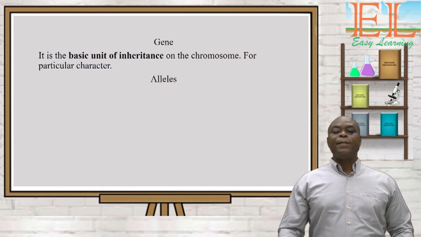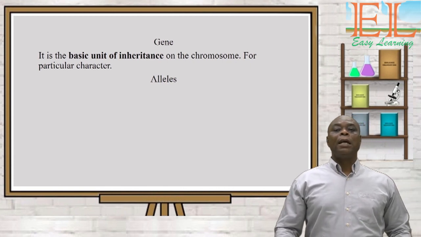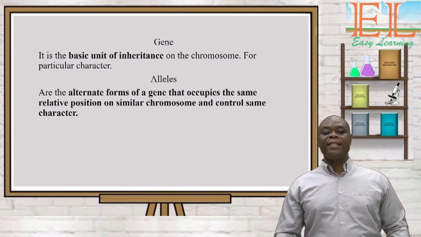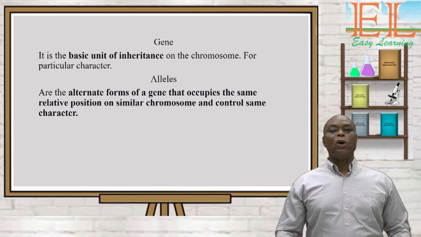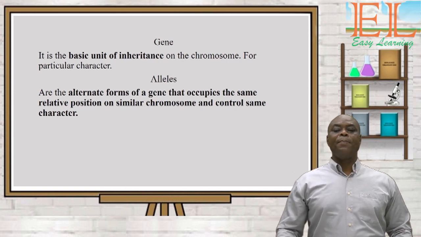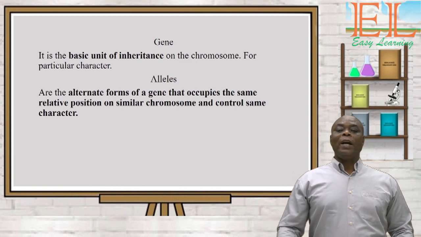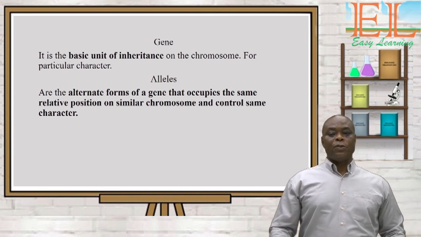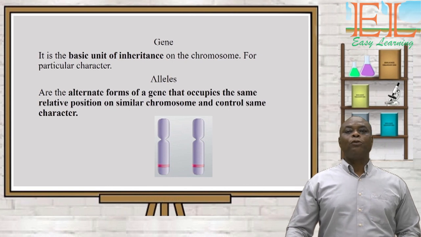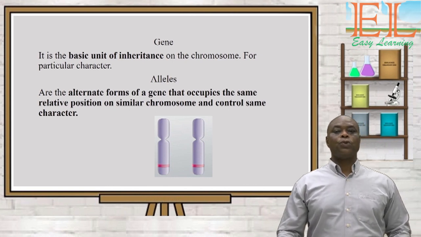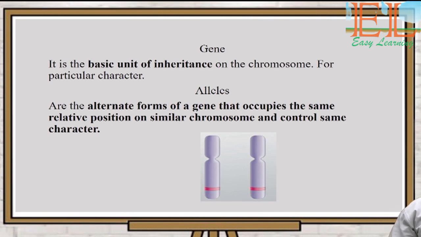Alleles are the alternate forms of a gene that occupy the same relative position on similar chromosomes and control the same character. With that, let's look at this on your screen. We have two rod-like structures which represent a pair of chromosomes. These chromosomes are similar and hence are known as homologous chromosomes.